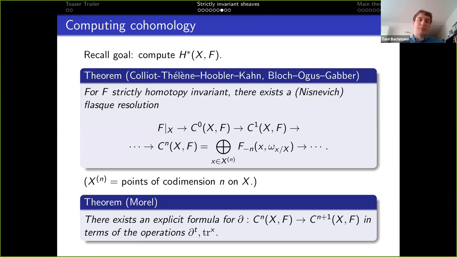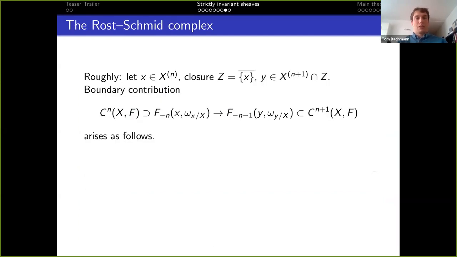And basically, he writes down the formula for the boundary, and it's exactly the same one which I'm going to write down, just the one which Fabien wrote down. It's just more complicated because of the twisting. So for Rost, there are no twists, so he deals with special sheaves where the twisting never does anything. Okay, so then let me try to explain how the boundary map works, at least roughly.